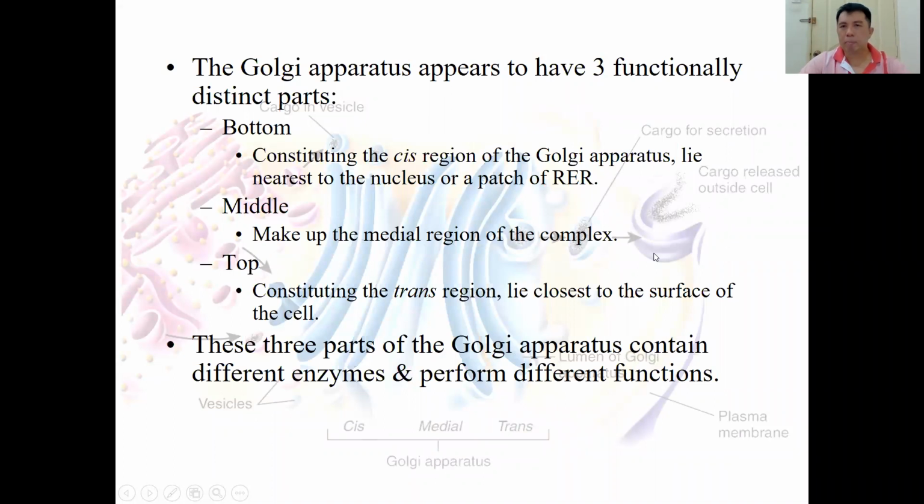Then the Golgi apparatus appears to have three functional distinct parts. One is called the bottom, middle, and the top. So the bottom part is known as the cis phase, the nearest to the nucleus. So the middle is at the middle regions, whilst the top is known as the trans phase that lies closest to the surface of the cell membrane. These three parts of the Golgi apparatus contain different enzymes and perform different functions.